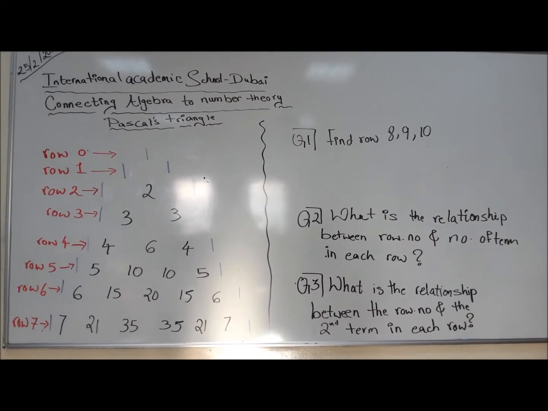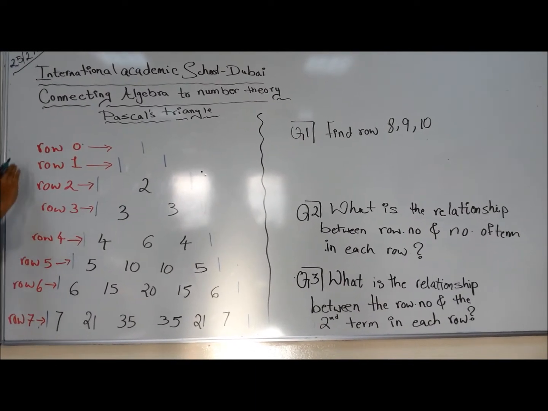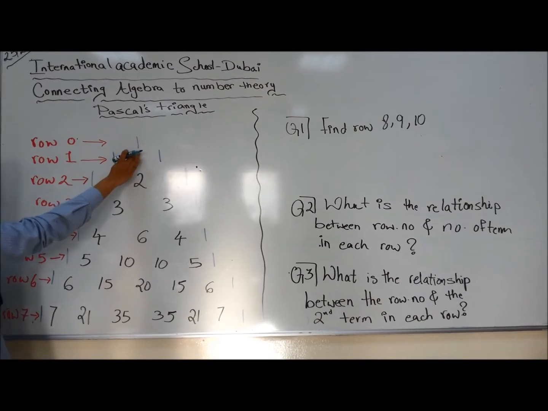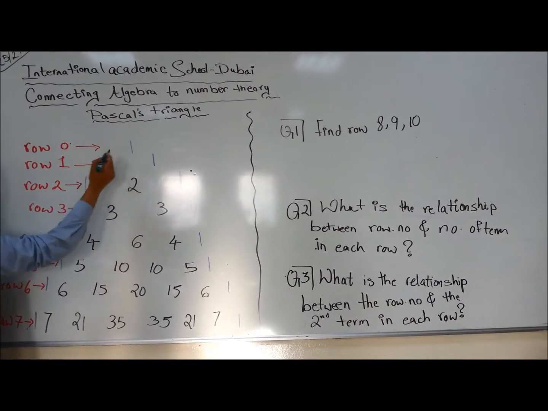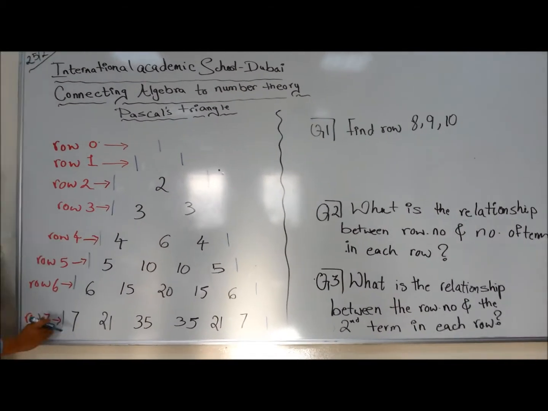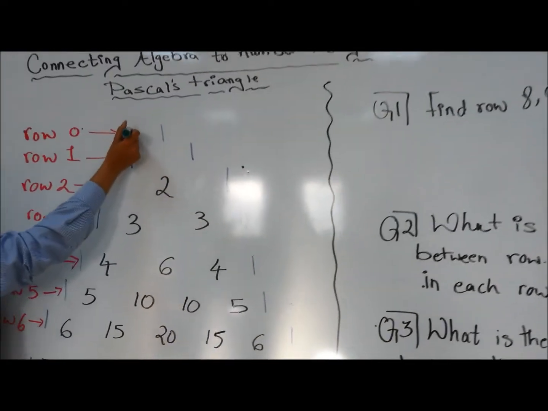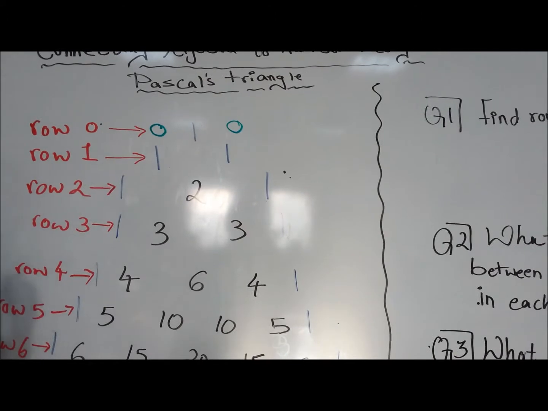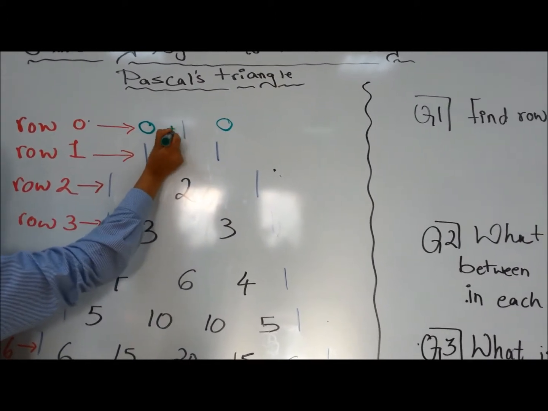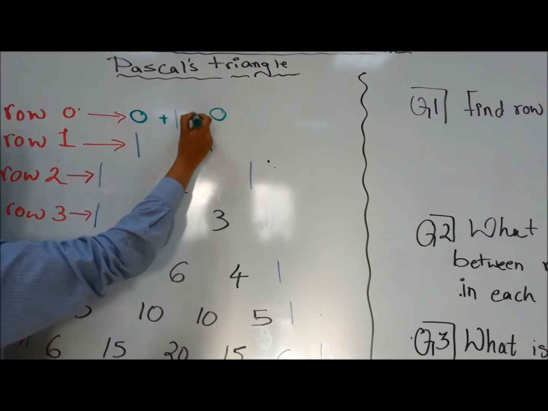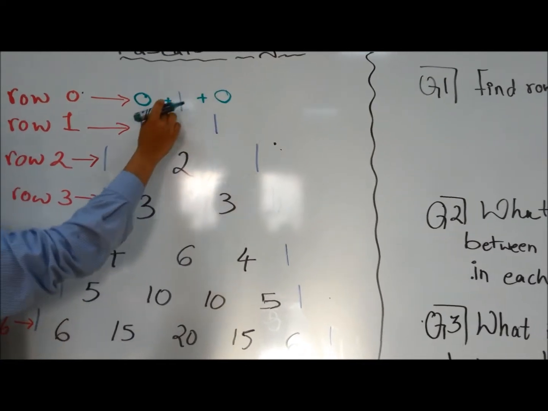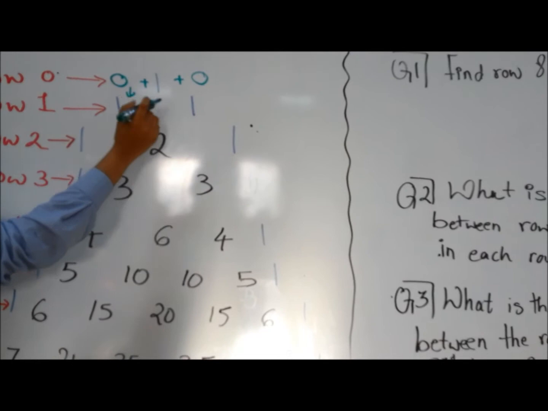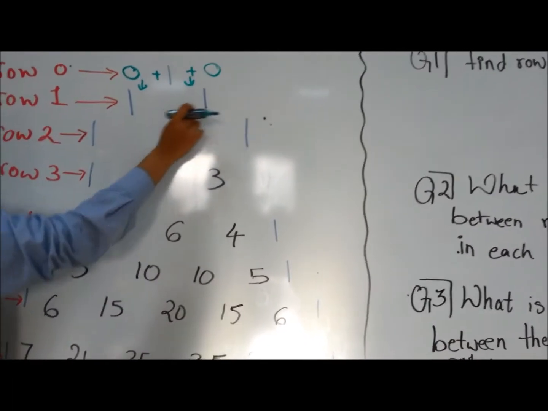How is Pascal's triangle organized? First, it's organized into rows that start from row 0, which has only one term, which is 1. So how do we organize the whole rows? We will first add zeros beside the 1. Then add 0 plus 1, then 1 plus 0. Put the result of this addition just below the two numbers, which is 1 and 1.